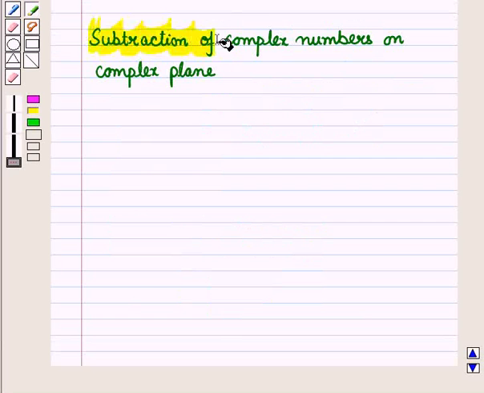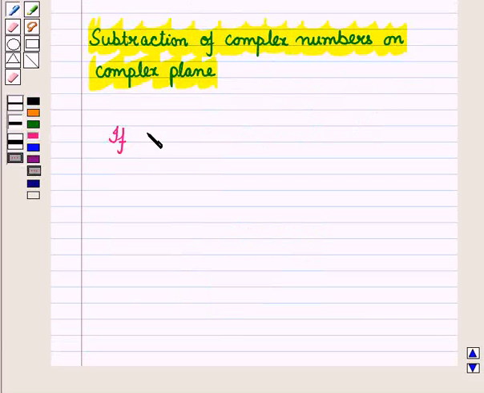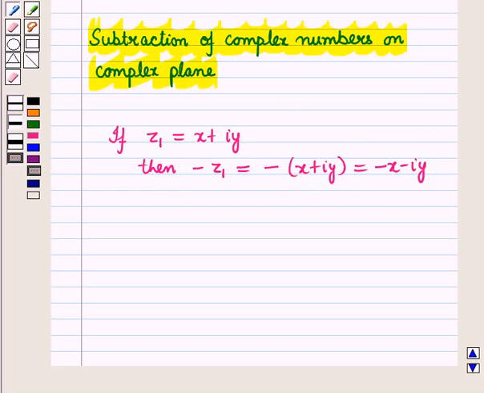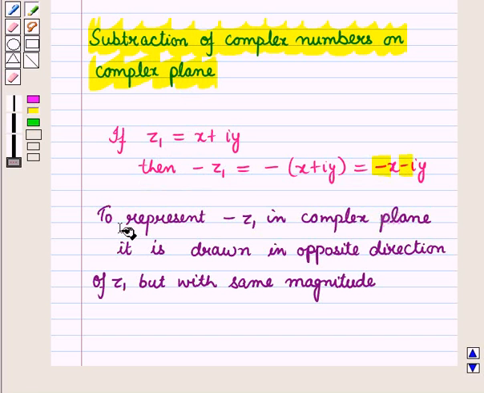Now let us discuss subtraction of complex numbers on the complex plane. Now if z1 is equal to x plus iota y, then minus z1 is equal to minus of x plus iota y, that is equal to minus x minus iota y. Now here you can see in minus z1 the signs of x and y are opposite to the signs in z1. Now to represent minus z1 in the complex plane, it is drawn in the opposite direction of z1 but with the same magnitude.